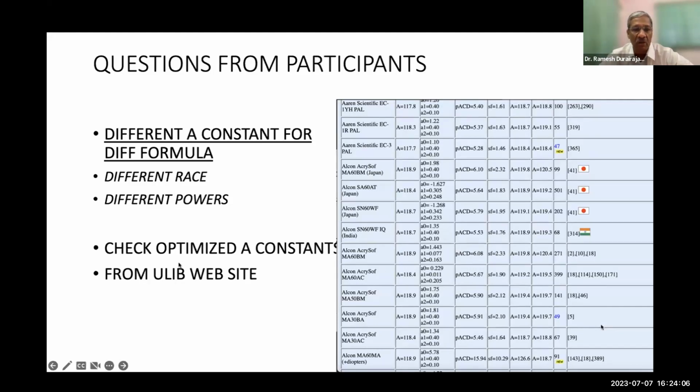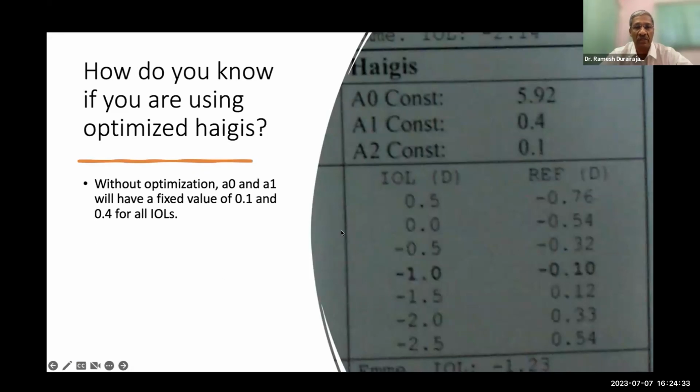It is available online at ULIB and ocusoft.com, and there you will find that the SN60WF IQ, the Alcon IQ, in India has a different A constant. The Alcon IQ in Japan has a different A constant, and the Caucasian Alcon IQ A constants are different for SRK/T. So if you do a large number, you can optimize it and find that these A constants can change from person to person.